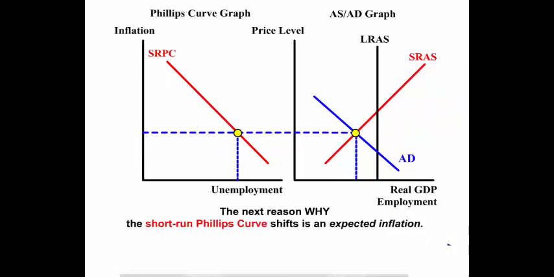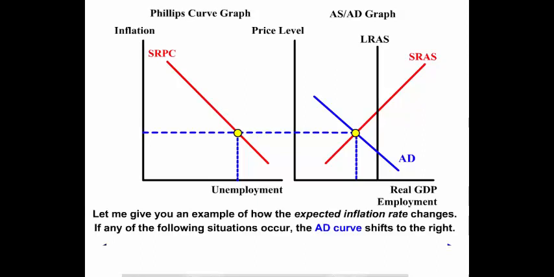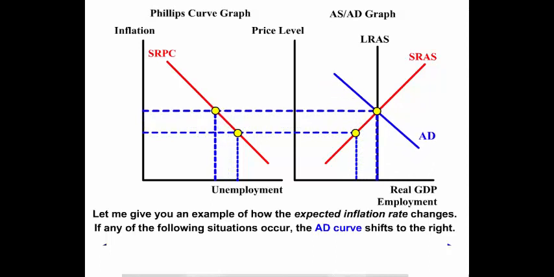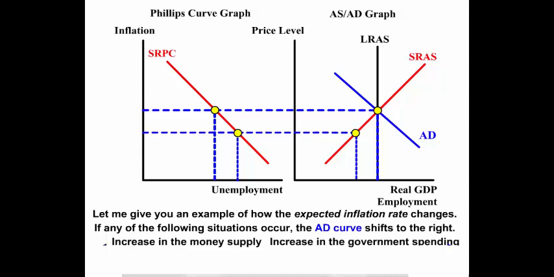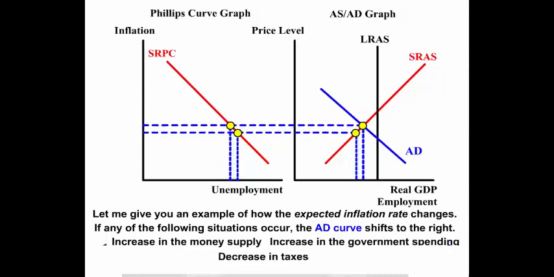The next reason why the short-run Phillips curve shifts is because of expected inflation. Let me give you an example of how expected inflation rate changes. If any of the following situations occur, the aggregate demand curve shifts to the right. Increase in the money supply, increase in government spending, decrease in taxes.